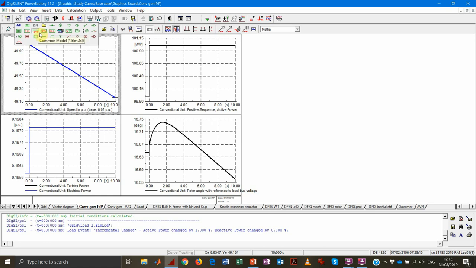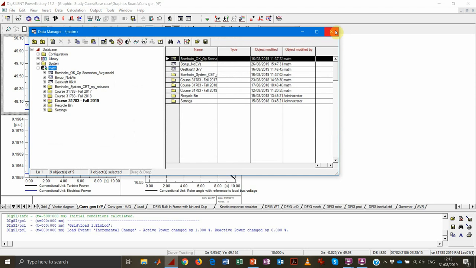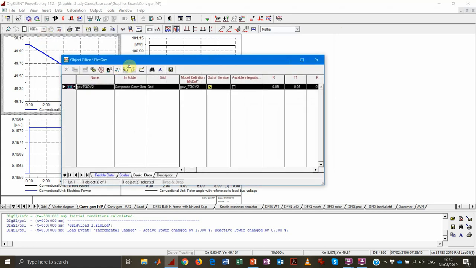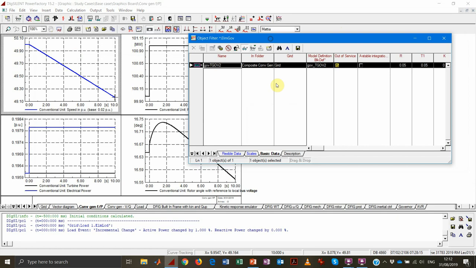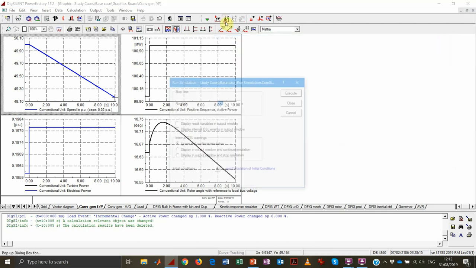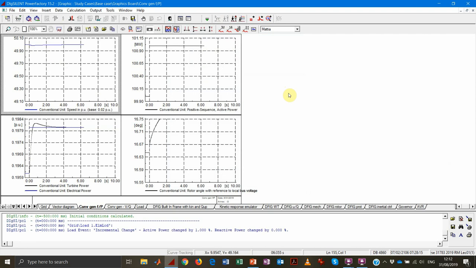You see that there is always the possibility, as I said before, to access all this information from the data manager, but there is also this nice button here, which allows quick access to the different elements and dynamic models. The gov, of course, will include all the governors that are included in our system. Right now, we just have one governor, so that's pretty much it. So let's take the governor back into the system, in service, and reperform our dynamic simulation.